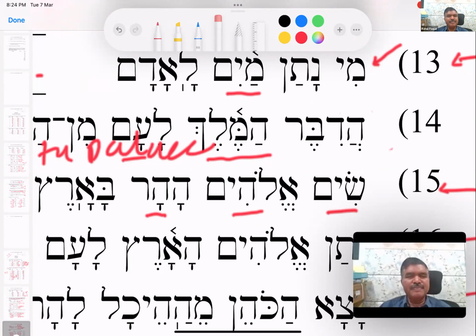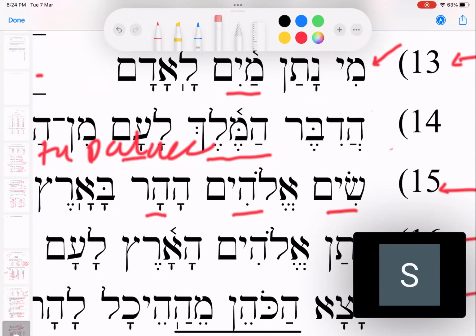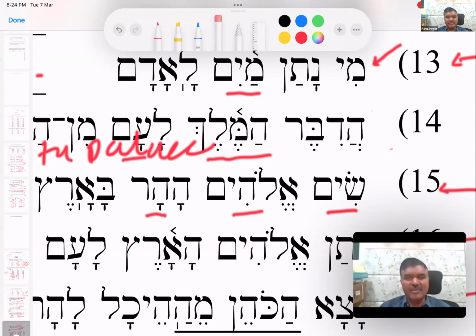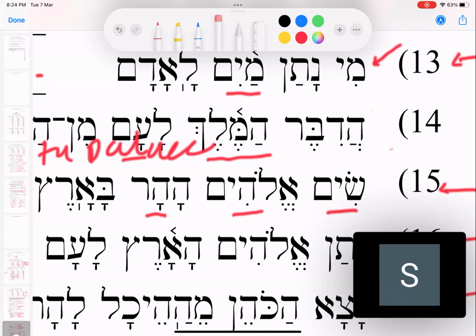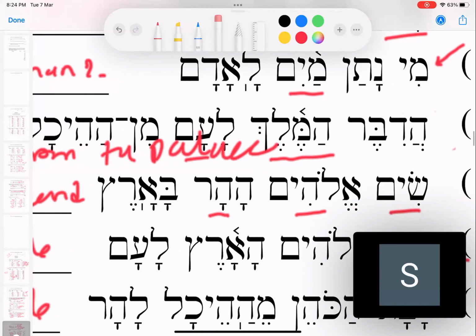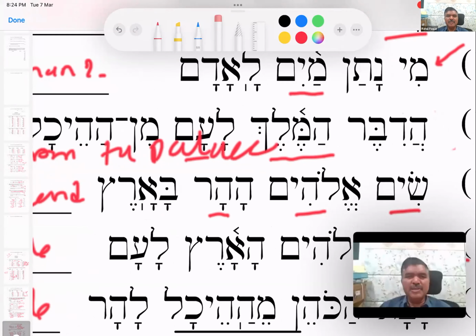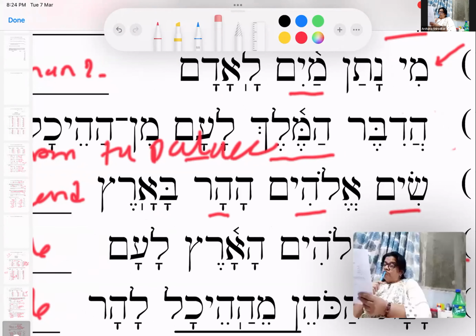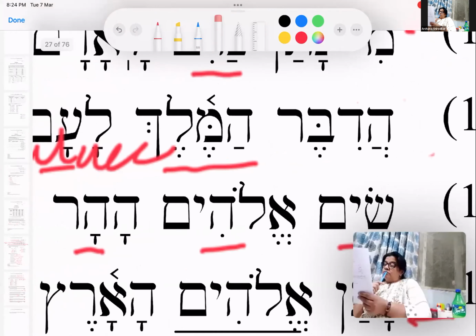Dibber, it is derived from which root word? Daver. Dibber means spoke. Here the interrogative Ha is there.